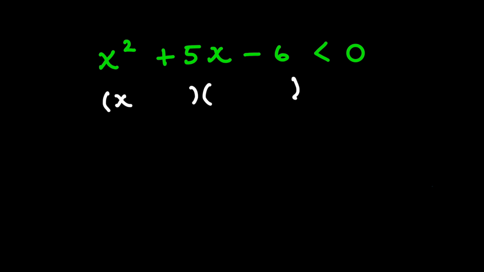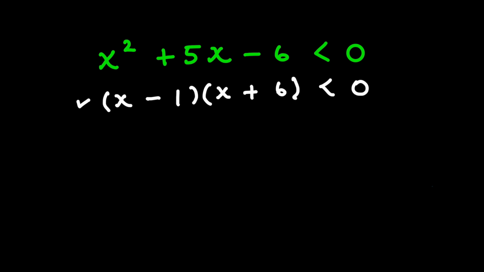So this is going to be x and x. We need the factors of 6 such that when we multiply them, we get minus 6, and when we add them, we get 5, right? So it's going to be 6 and 1, and the positive is going to be here. You can do it at home to convince yourself that if you multiply this out, you are going to get x squared plus 5x minus 6.